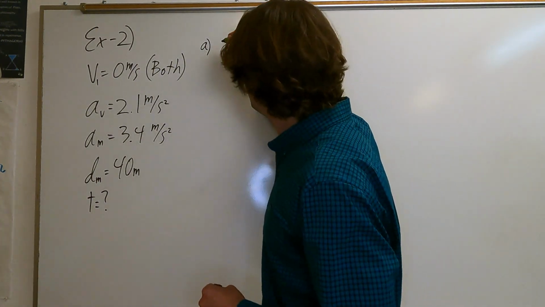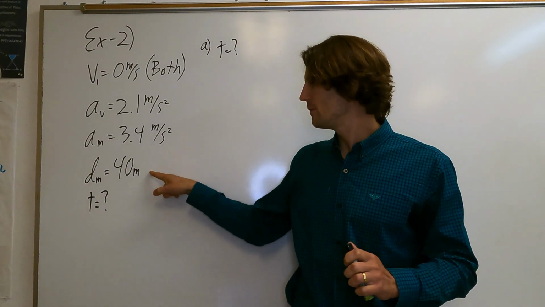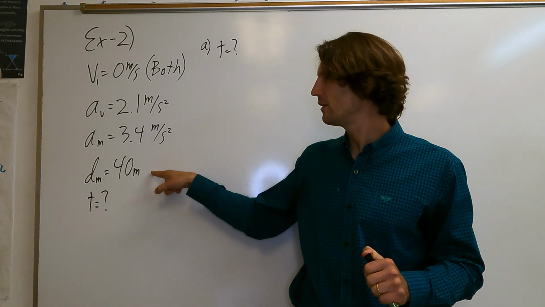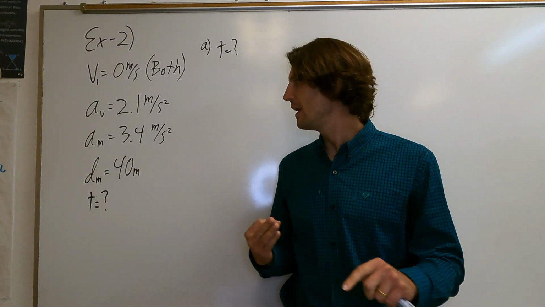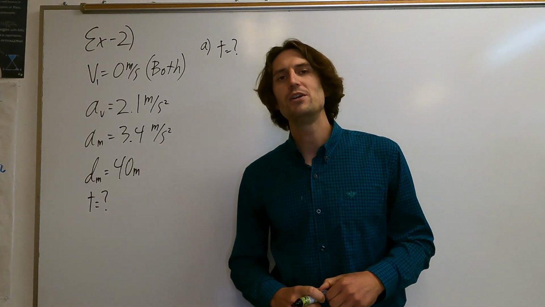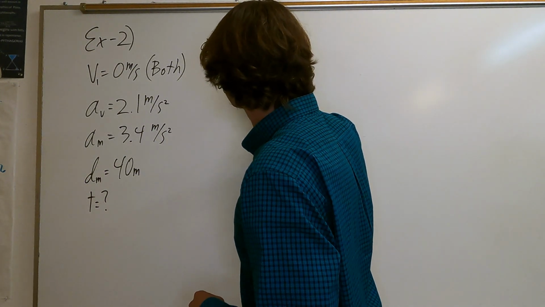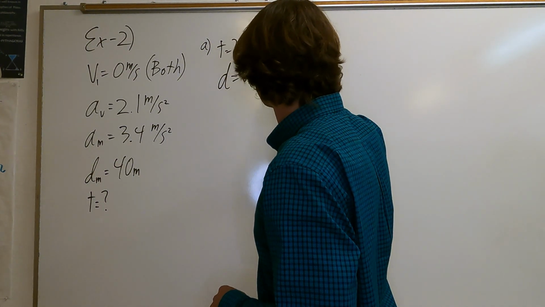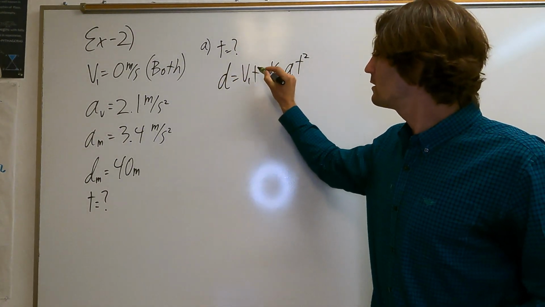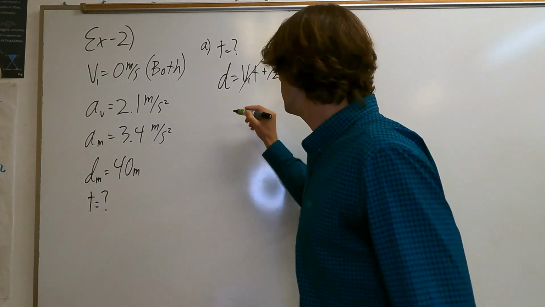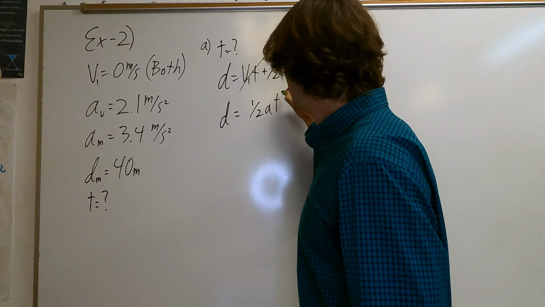In part 1, we are looking for the time. We also know that Mikhail's distance is 40 meters. That's going to matter here very much. So I need an equation that has some D's, some V's, some A's, and some T's. The equation that we're going to want to solve in this scenario is going to be equation number 4 once again. D is equal to V1t plus 1/2 AT squared. Because V1 is 0, I can do the same trick that I did in the other problem. I can get rid of that initial V1t term. So D is just 1/2 AT squared.